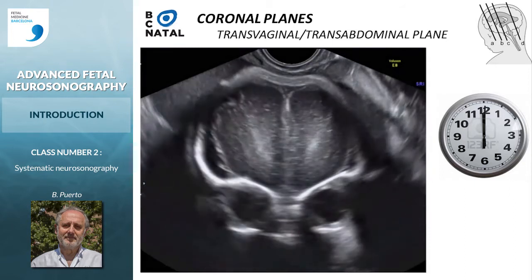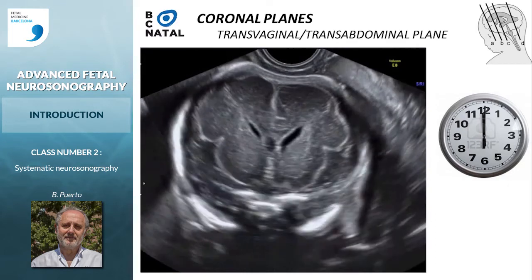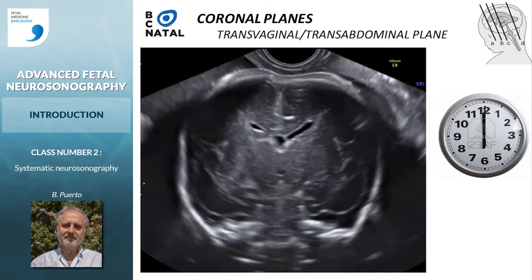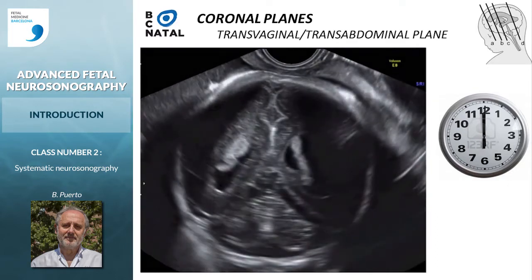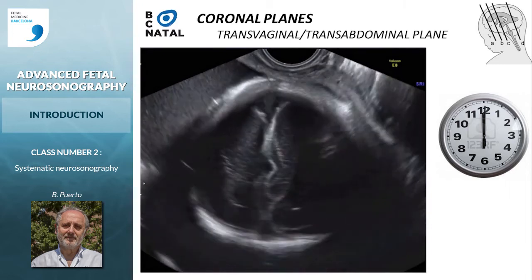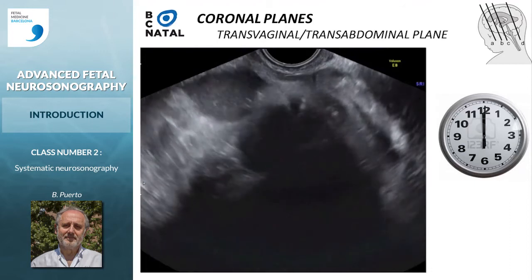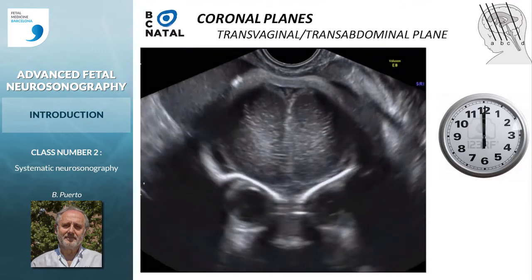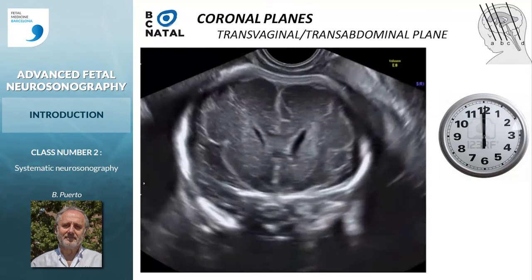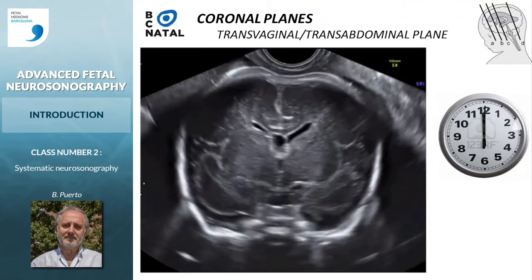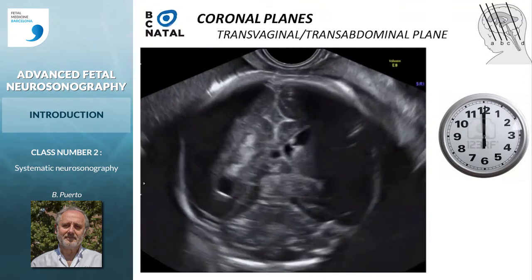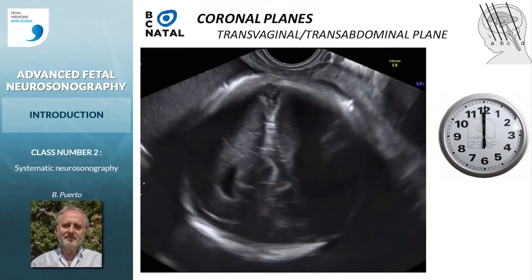In a systematic way, the correct way to assess the coronal planes is by placing the interhemispheric fissure at 12 o'clock and seeing perfectly the symmetry between both hemispheres. In this case, we are seeing the scan, and then I will explain the different sections that should be assessed to identify the different structures.